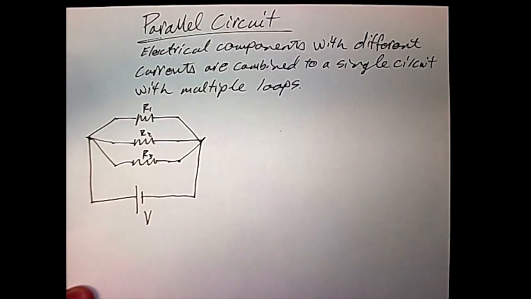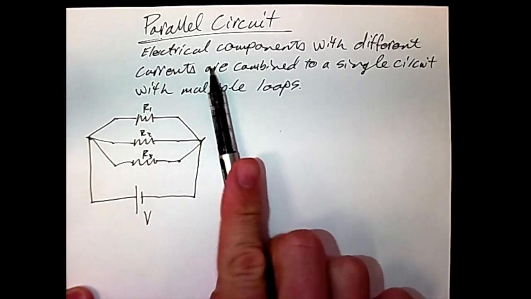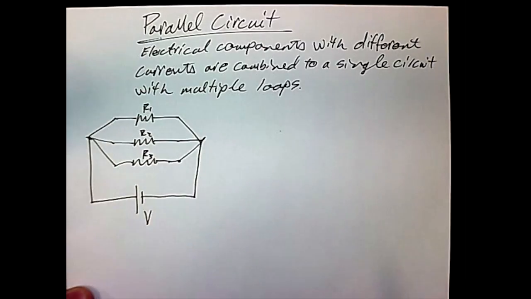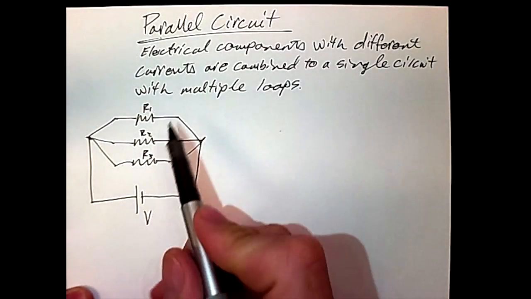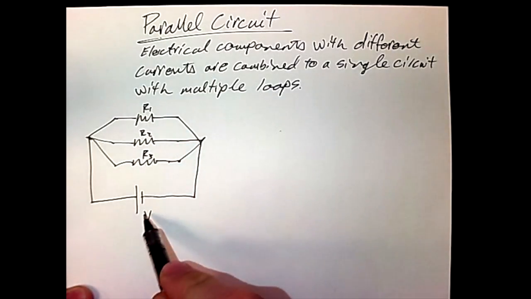An electrical circuit that has more than one pathway is called a parallel circuit. In this case, a parallel circuit is defined as electrical components with different currents combined into a single circuit with multiple loops. Here I've given an example with 3 resistors, R1, R2, and R3, connected to one single battery V down here at the bottom.